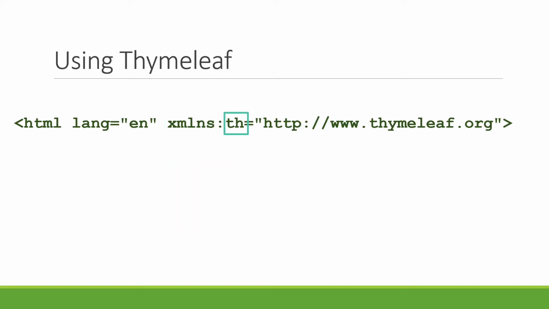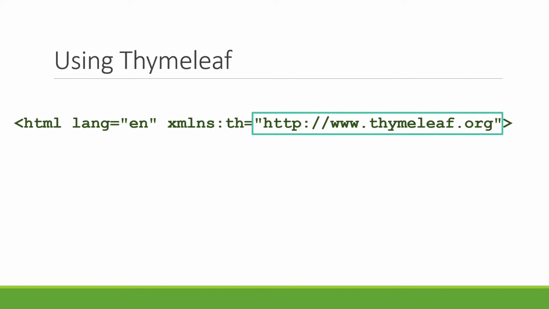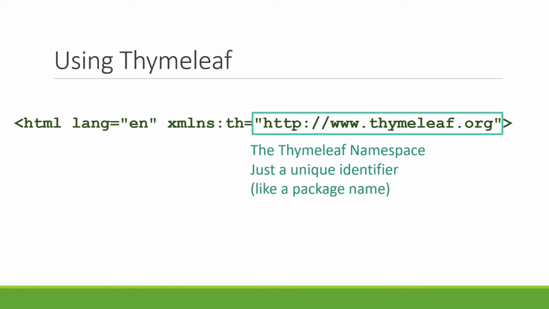Now, the th after the colon is the attribute prefix that we'll be using. So all Thymeleaf attributes will start with the lowercase letters th followed by a colon, and that's how you'll know a Thymeleaf attribute from a regular HTML attribute. Now this URL, www.thymeleaf.org, that's the Thymeleaf namespace. So as web technologies, we often use URLs and URIs as namespaces because it's unique. A URL or URI can only belong to exactly one entity. So here it's the Thymeleaf page, but they use it as a unique identifier like a package name.